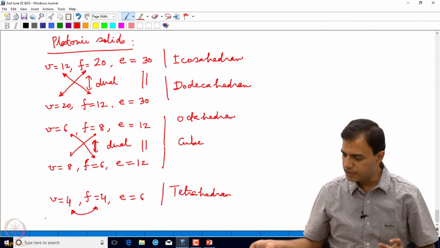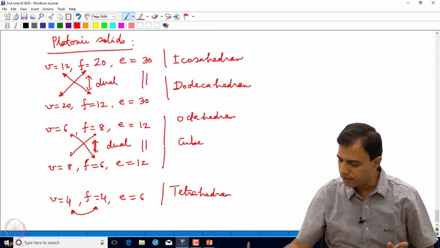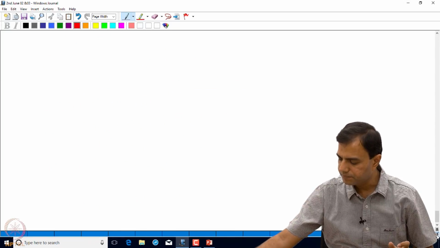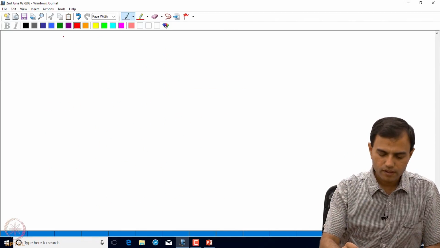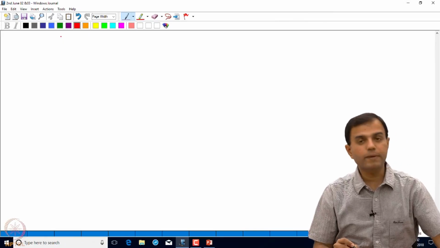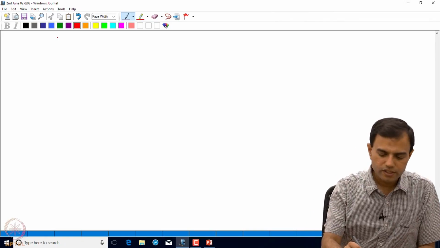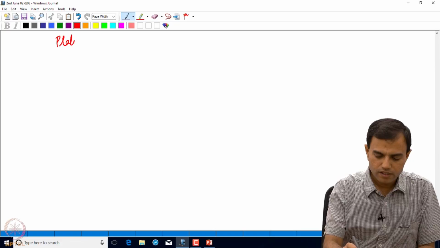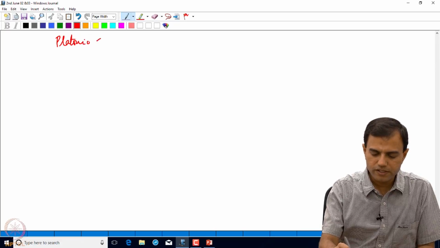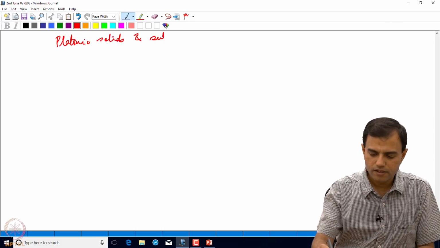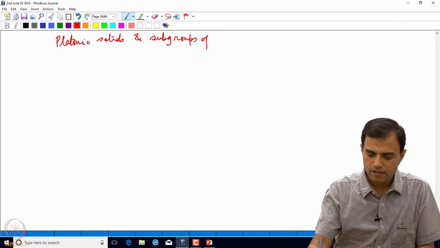So this is face-vertex duality, and that's how we call them dual. And now the question is how they are interesting in determining the subgroups of SO3(R), Platonic solids and subgroups of SO3(R).